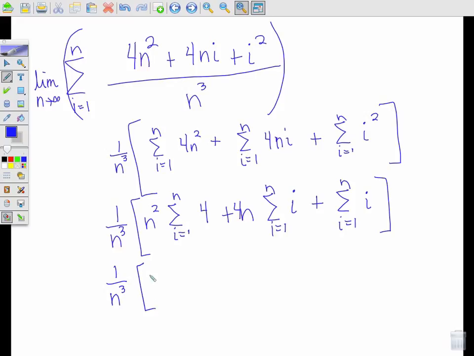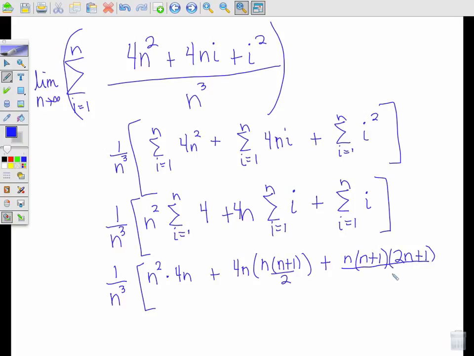So this is 1 over n to the third times n squared times 4n, plus 4n times, and the equation for i is n times n plus 1 over 2, and plus, and the equation for your i squared is n times n plus 1 times 2n plus 1, all over 6. All right, here we go.